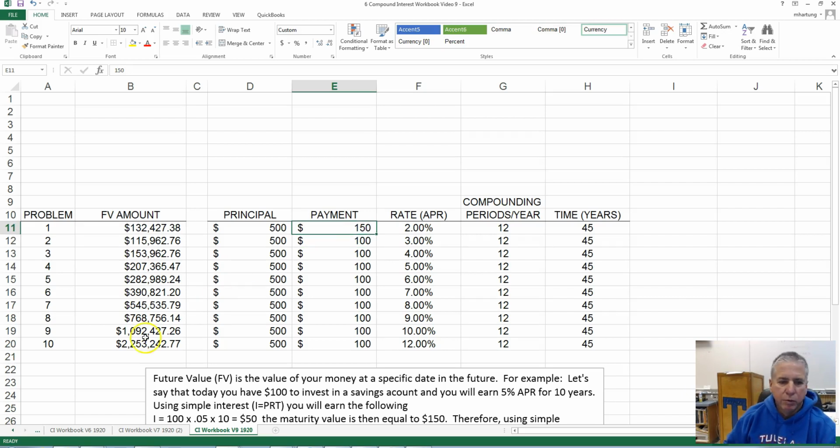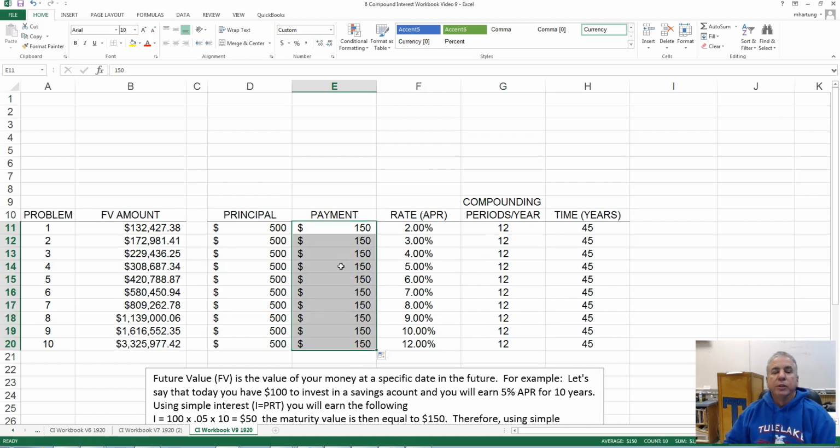Let's run that all the way through. We had $2.2 million here. Well, let's see what it ends up at. You add just $50 a month. $3.3 million. That's a lot of money. So it really makes a difference.